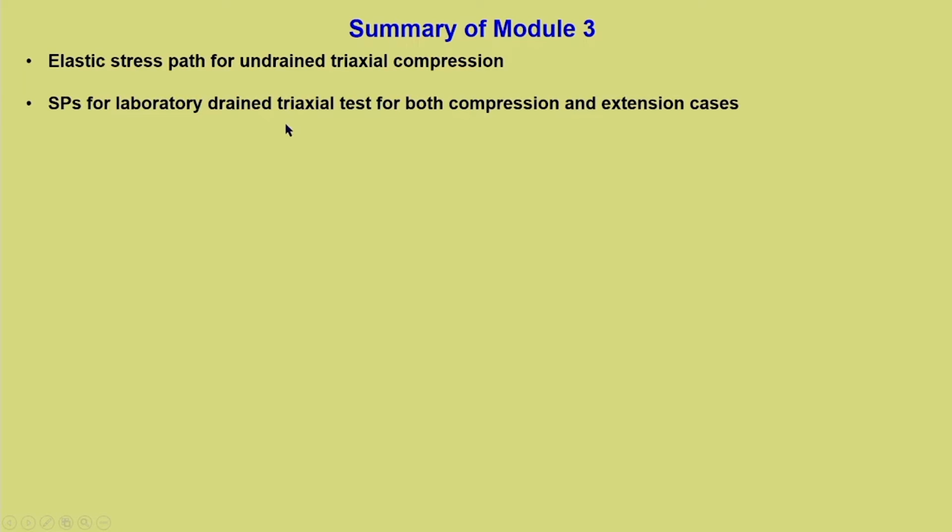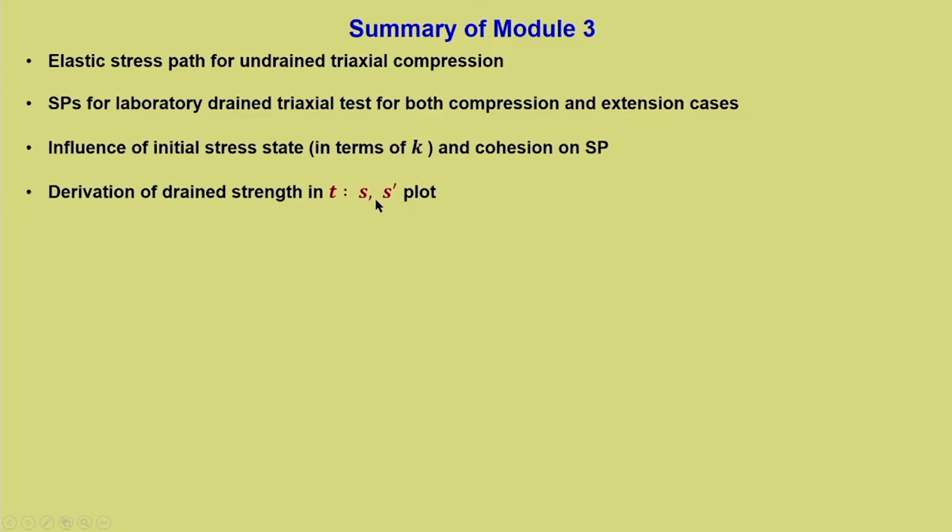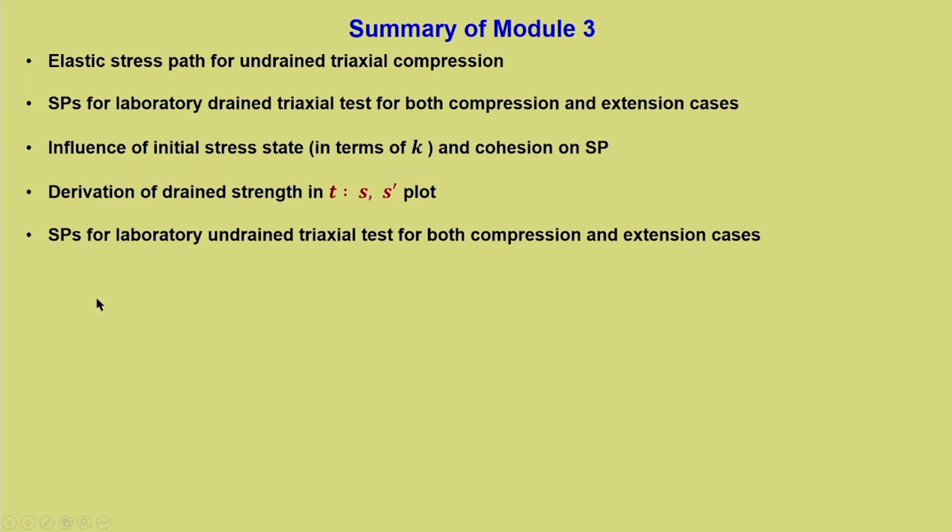Stress path for laboratory drained triaxial test for both compression and extension, we have discussed all the 4 cases with different permutation combinations. Influence of initial stress state, that is in terms of K value, and what is the influence of cohesion on the stress path. We have seen that it gets extended above, so the available strength increases. Derivation of drained strength in t, s dash plot.